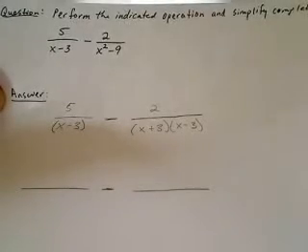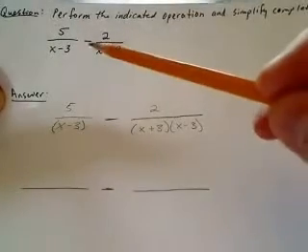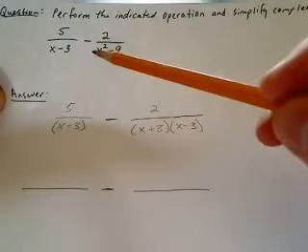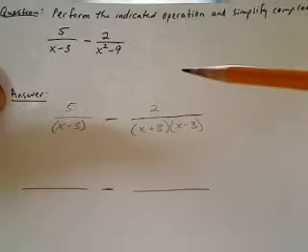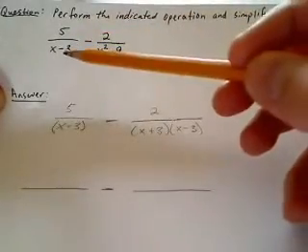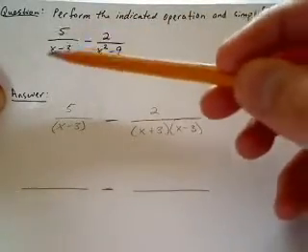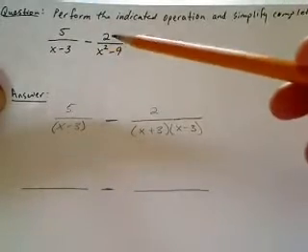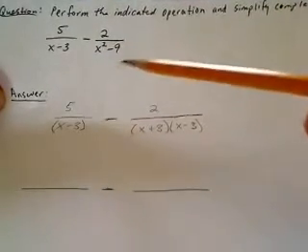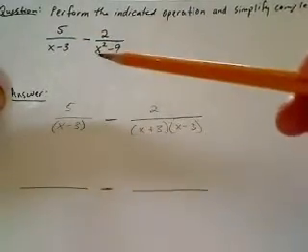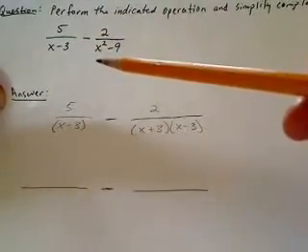In this question, we're asked to perform the indicated operation, which is subtraction, and simplify completely this rational expression. So we have 5 over x minus 3 is the first expression, minus 2 over x squared minus 9. Well, first we want to look at this and say, can we factor anything?